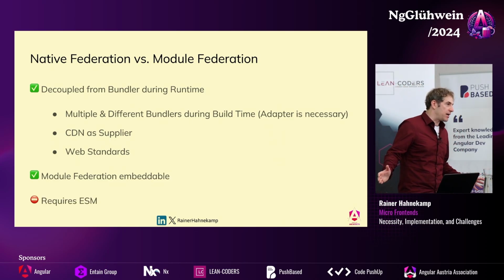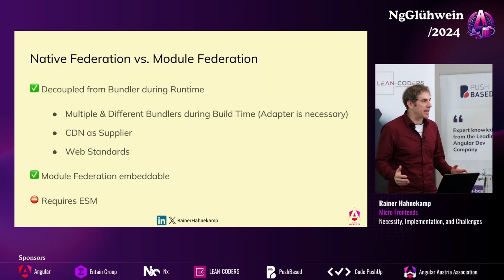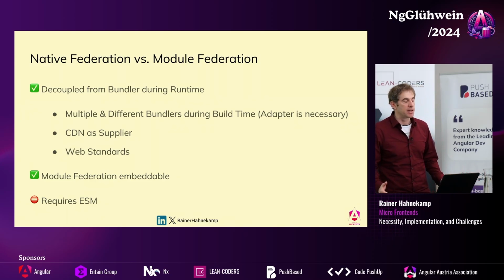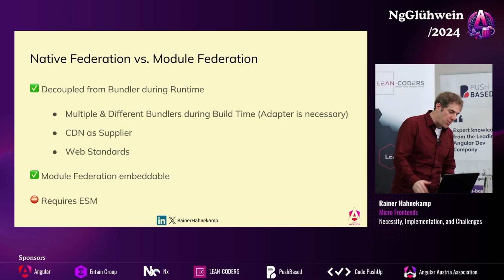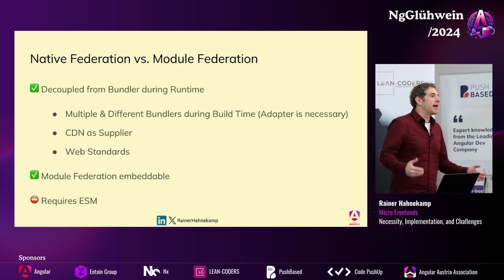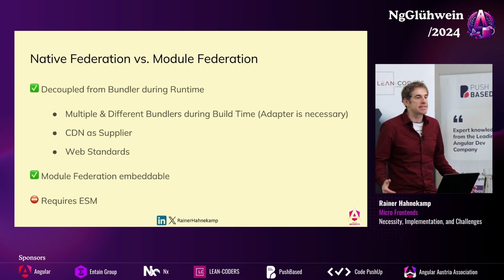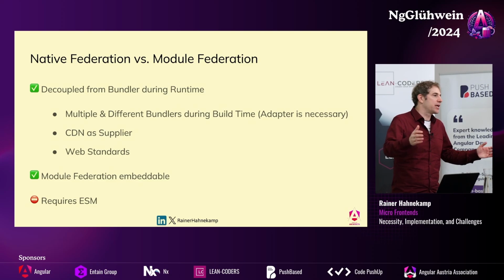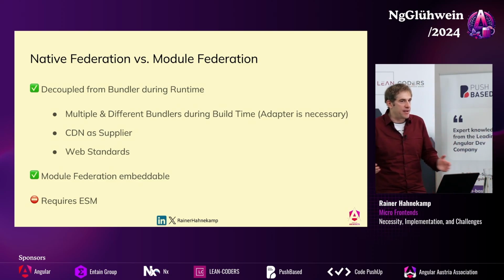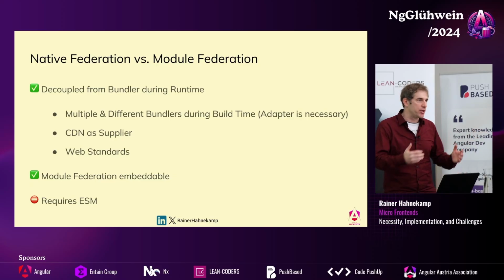And this is the downside: you require ESM. So if you have a CommonJS library in your node modules, for example, you cannot share it. This is something which you could do with Webpack or with RSPack, but with native federation it's then part of the micro frontend. Good for us, because in Angular all the libraries are already running on ESM. So it's really libraries like Lodash, date-fns, something like this. If they come without ESM, then you need to exclude them from the shared part.